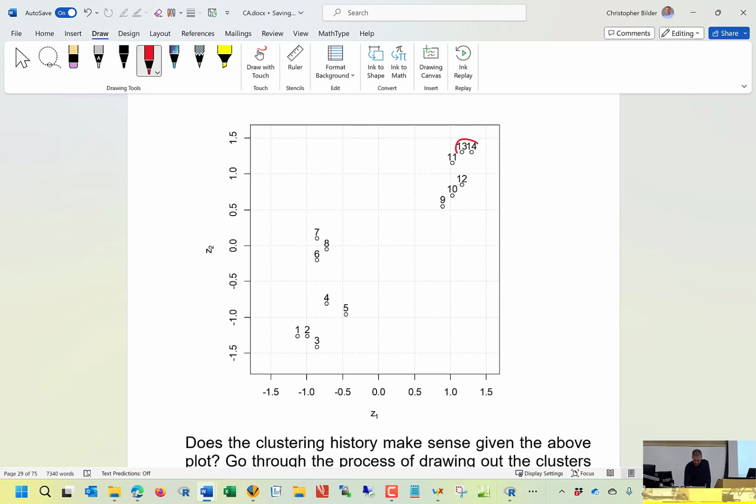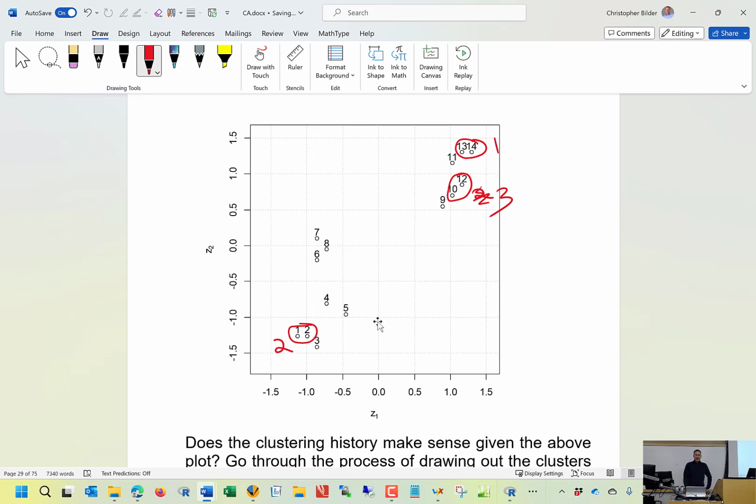Again, 13 and 14 is cluster 1. 1 and 2 is cluster 2. And now I forget what was joined next. 10 and 12 is joined. Oops, it should be 3rd. Okay? Yeah, I guess it makes sense.